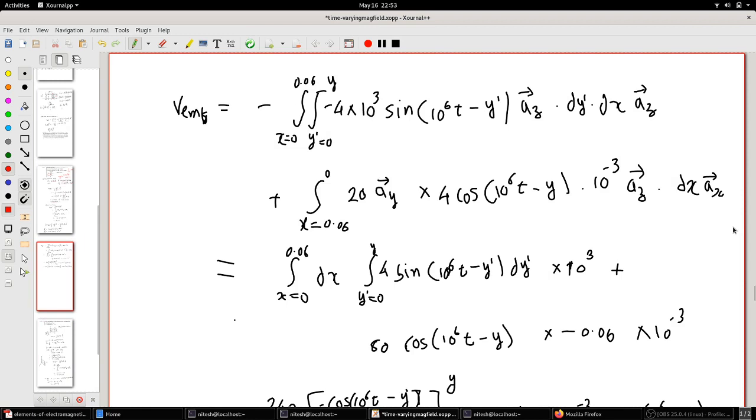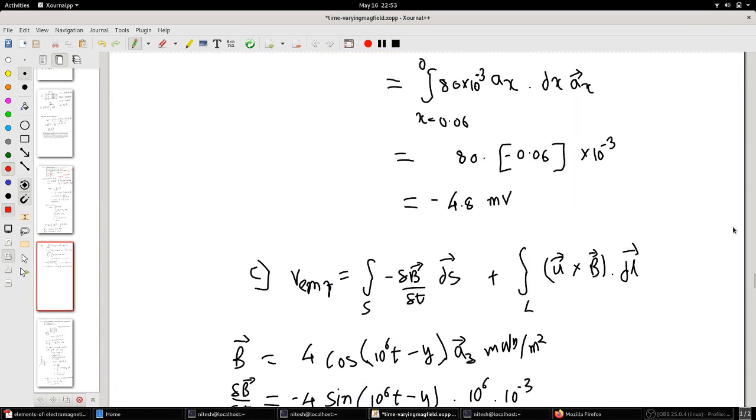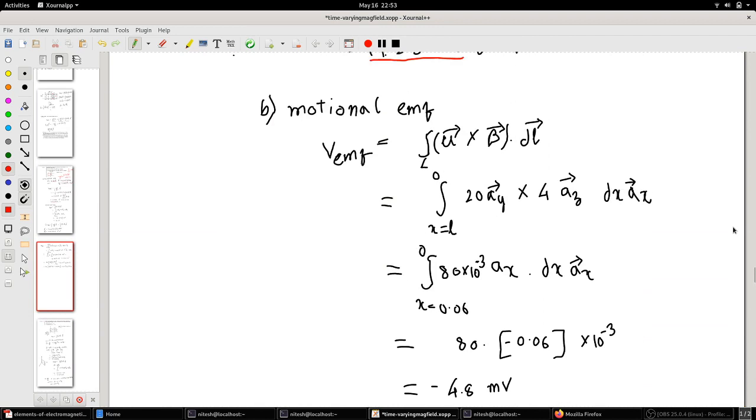So let's see this here. This is the motional EMF. So I have U cross B, which is 20 AY cross 4 AZ, which is AX. This is 80 into 10 raised to minus 3, because it is 4 milliwebers, so 10 raised to minus 3 is for the milliweber. So I get 80 into 10 raised to minus 3 AX, dx AX. dx AX is the dl part, right?